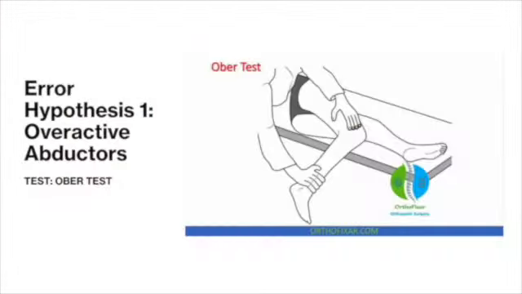To test our hypothesis for overactive abductors, we would use the Ober test. The Ober test is important for identifying tightness or shortening in the hip abductors. When these structures are overactive, they restrict hip adduction, which can affect the overall movement. So for my case, my knees were caving out, so this would make sense for the abductors being too short.